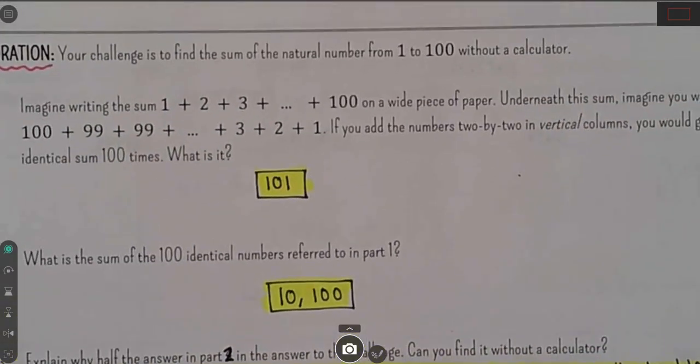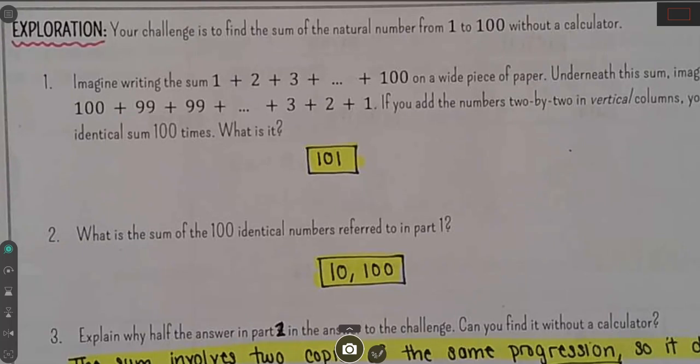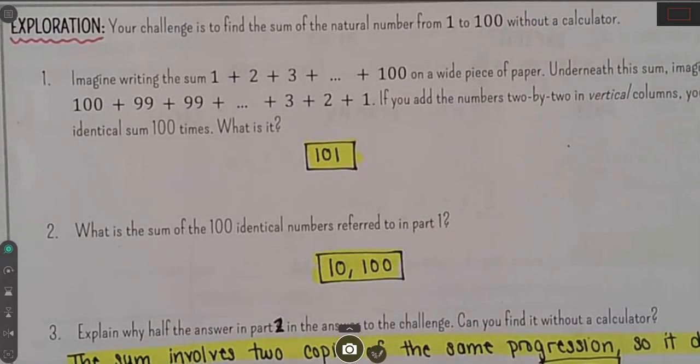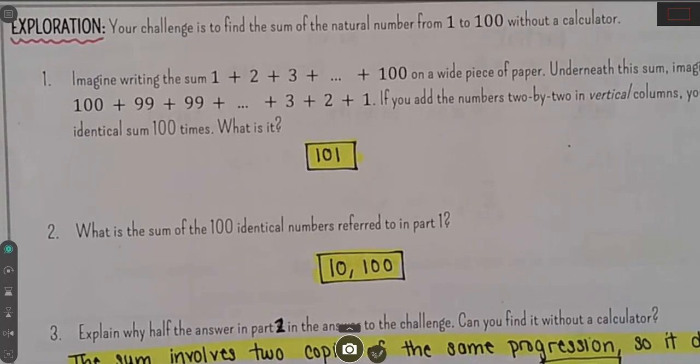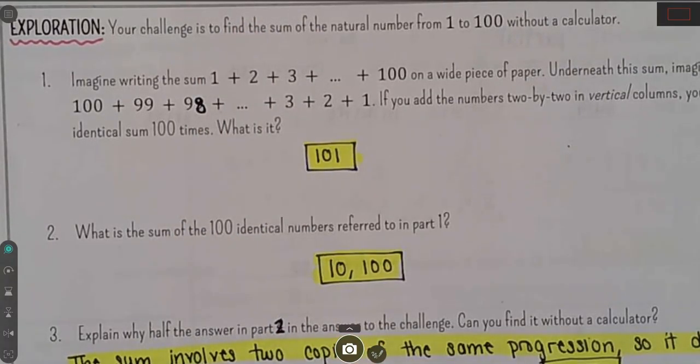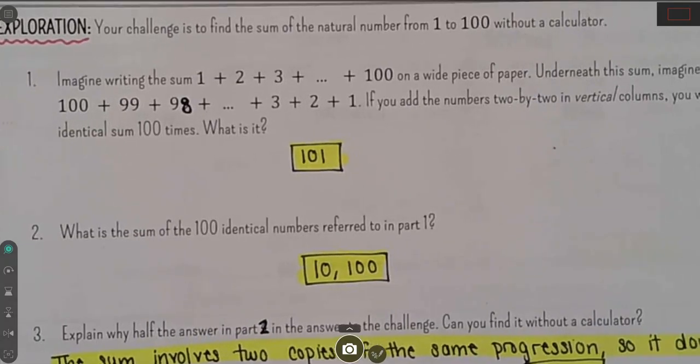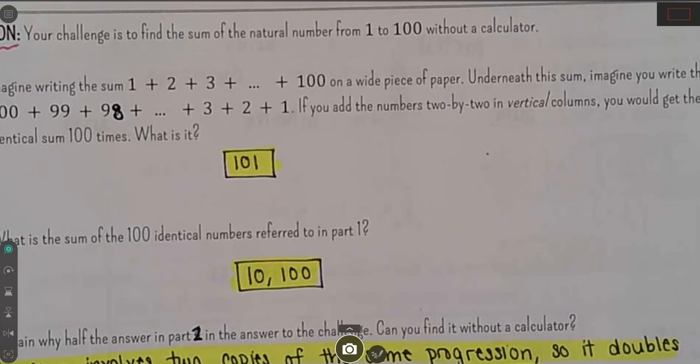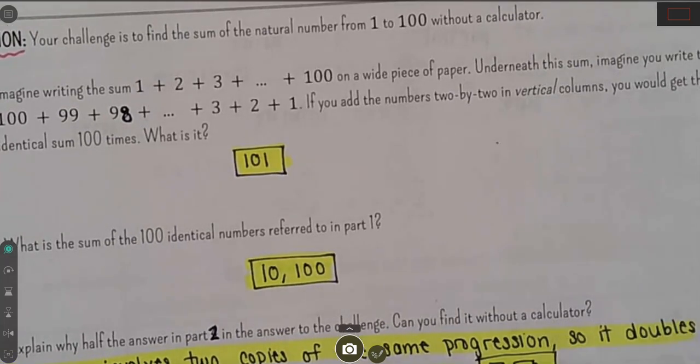All right, exploration. Your challenge is to find the sum of the natural numbers from 1 to 100 without a calculator. So this is how you might do this. Imagine writing the sum 1 plus 2 plus 3 all the way to 100 on a wide piece of paper. Underneath it, imagine you write the sum 100 plus 99 plus 98, and so on. If you add the numbers 2 by 2 in vertical columns, you would get an identical sum 100 times. So here's what's going on.